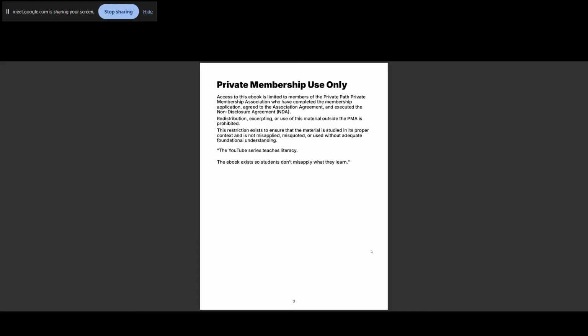Private membership use only. Access to this ebook is limited to members of Private Path Membership Association who have completed the membership application, agreed to the association agreement, and executed the non-disclosure agreement, NDA. Redistribution, excerpting, or use of this material outside of the PMA is prohibited. This restriction exists to ensure that the material is studied in its proper context and is not misapplied, misquoted, or used without adequate foundational understanding. The YouTube series teaches literacy. The ebook exists so students don't misapply what they learn.